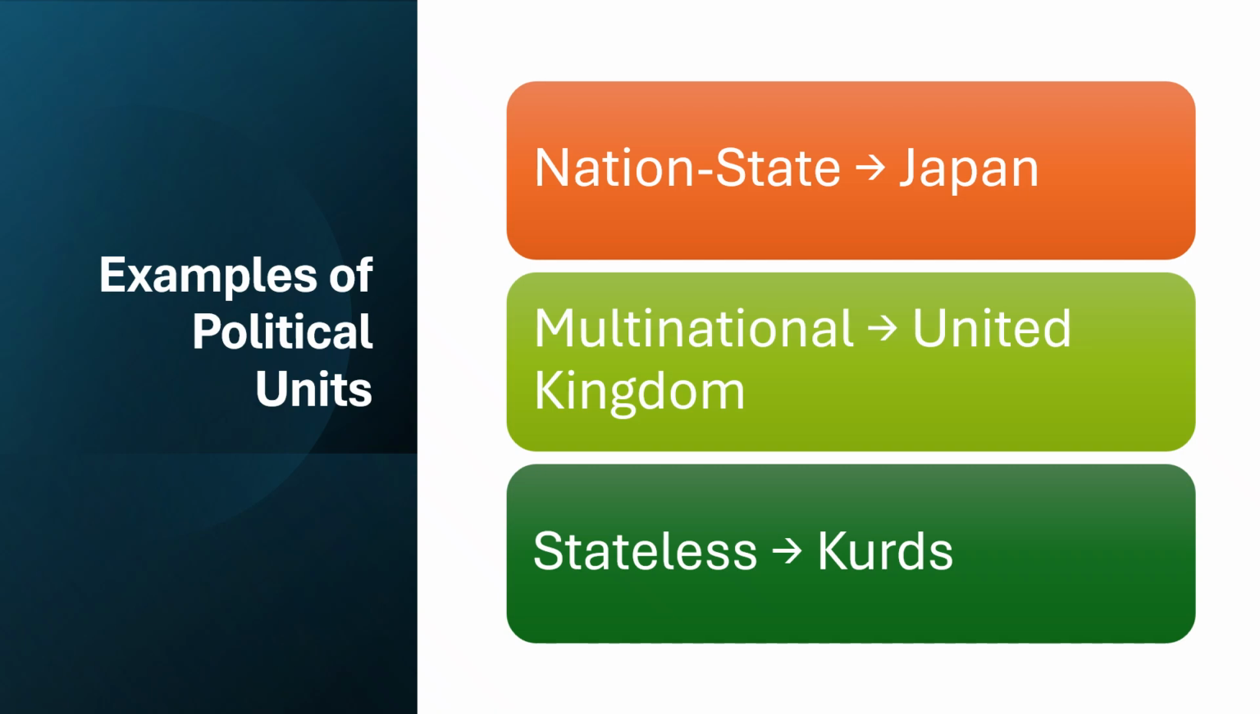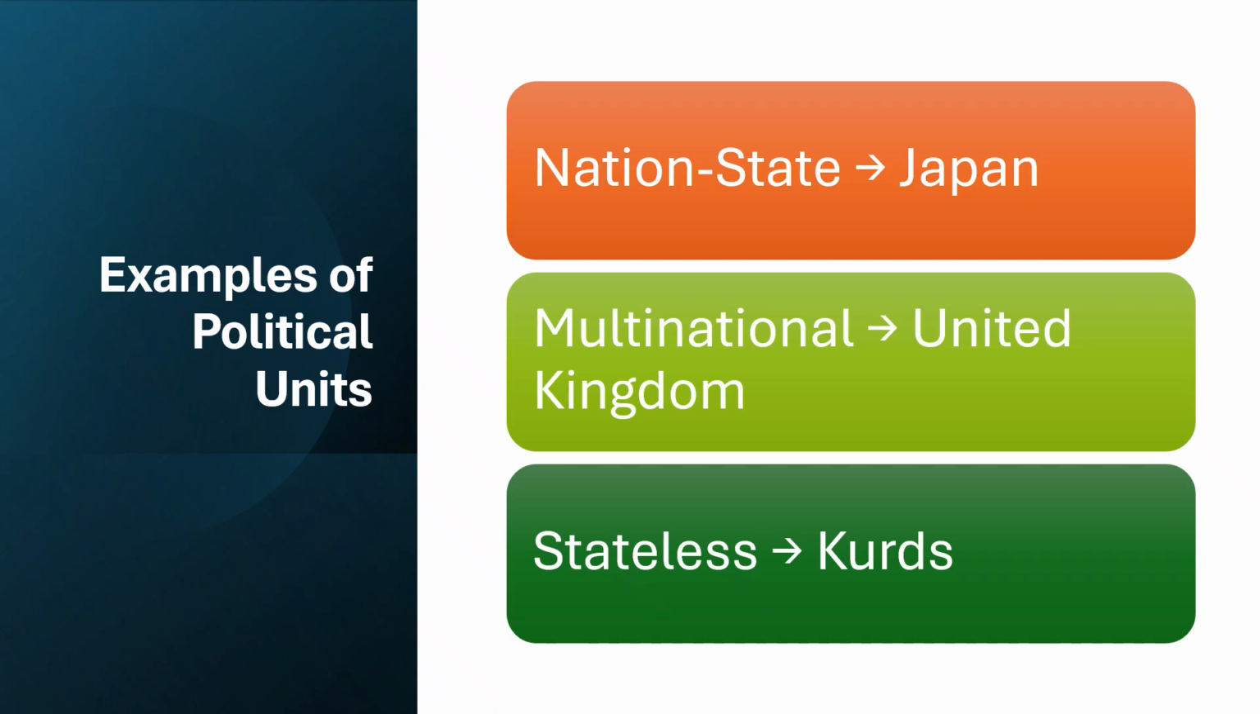Examples of different kinds of states or political units include a nation state. A nation state would be Japan, where a shared identity lines up with the state concept of borders and government and territory and population. A multinational state example is the United Kingdom or Canada, because in the United Kingdom, you have Scotland, England, Wales, and Northern Ireland, and in Canada you have Canadian population, you also have indigenous populations who live there.